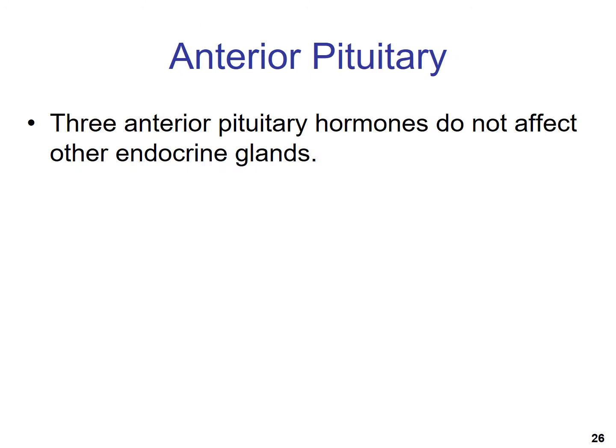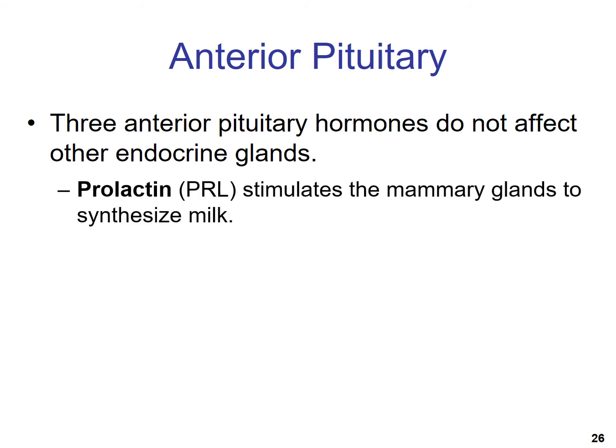So there are 3 anterior pituitary hormones that do not affect other endocrine glands. And let's take a look at these hormones. One is called prolactin, and this stimulates the mammary glands to synthesize milk. Now I realize I just said that these hormones don't affect other endocrine glands. The mammary glands are actually exocrine glands, which produce a product that's released to the surface of the body, not into the bloodstream. So in this case, prolactin is stimulating an exocrine gland to produce its product.